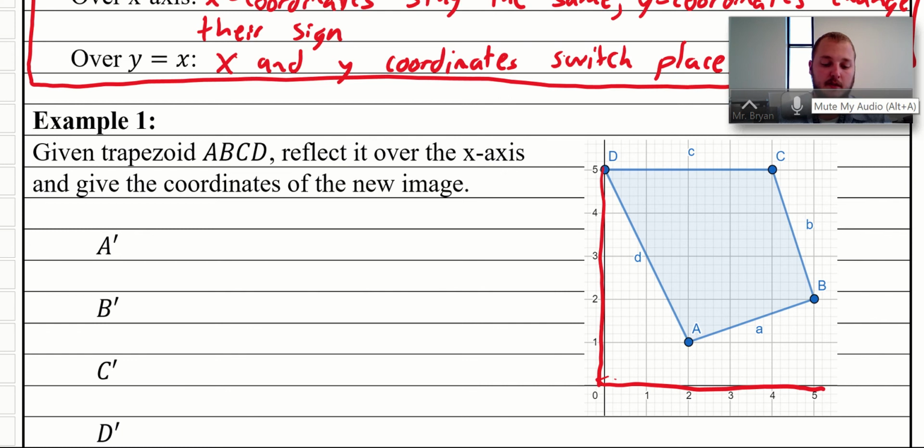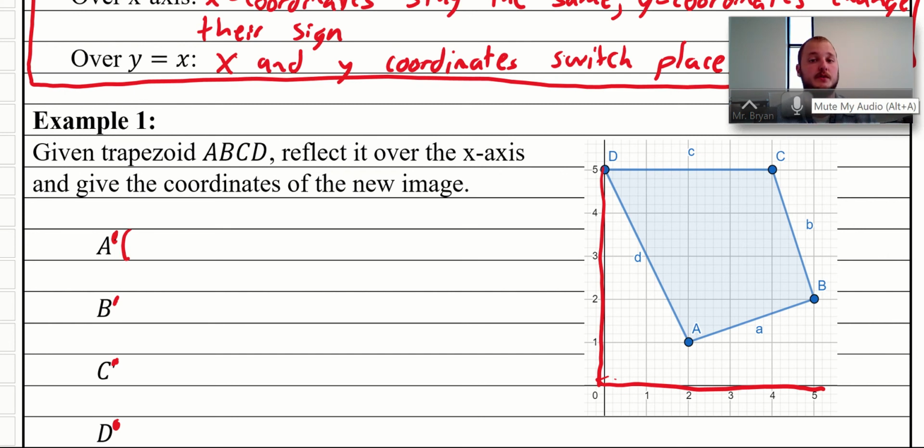So if I'm looking at this problem here and I want to reflect this over the x-axis and then give the coordinates of that new image, notice on our picture we don't have enough space to actually show where it's going to end up, and so this is where our rules come in, so I don't have to draw a graph every single time. So first thing I'm going to do here, I'm actually going to cancel these out. These little apostrophes on these letters mean prime, or in other words it's saying A of the new image.